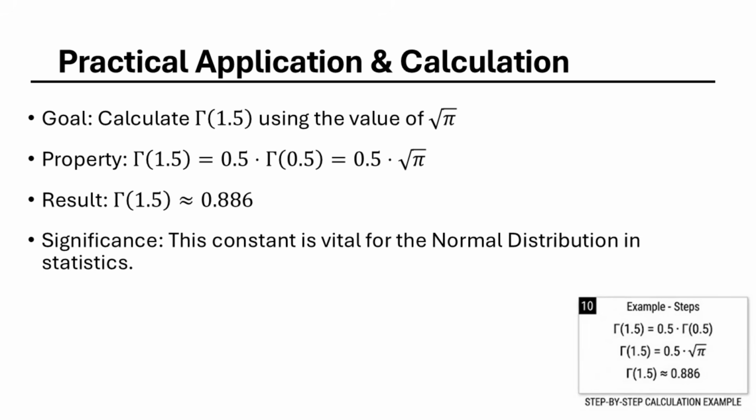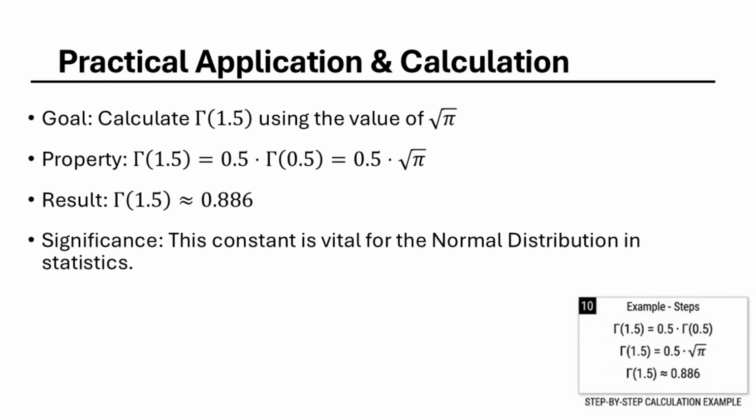Now we can use this to calculate other values. For instance, gamma of 1.5. Using our recursive formula, gamma of 1.5 equals 0.5 times gamma of 0.5. Since we just proved that gamma of 0.5 is the square root of pi, our final result is 0.5 times the square root of pi. Numerically, this is approximately 0.886.